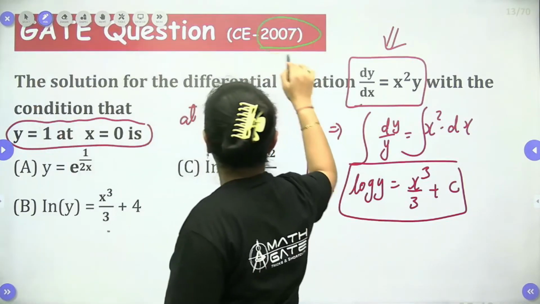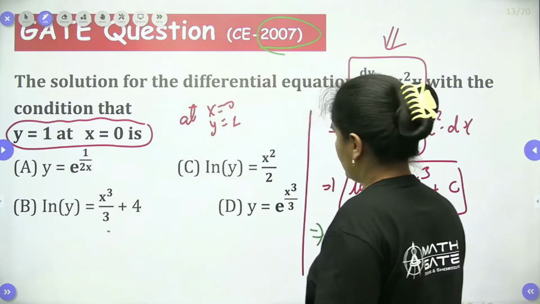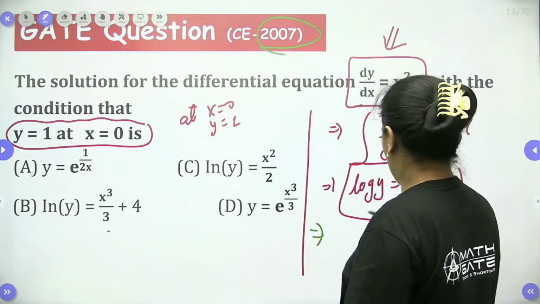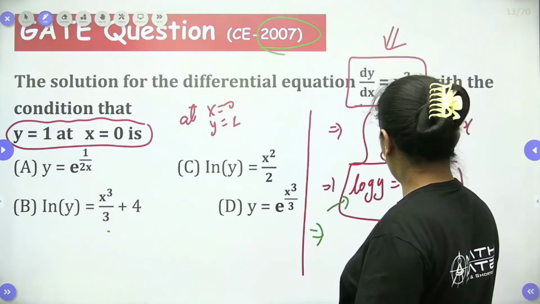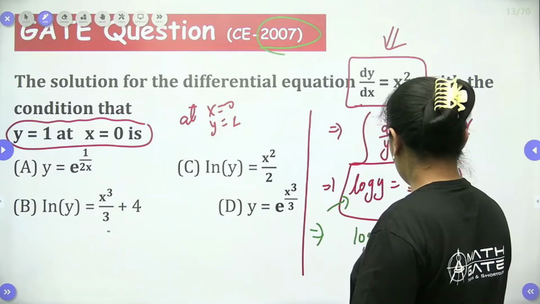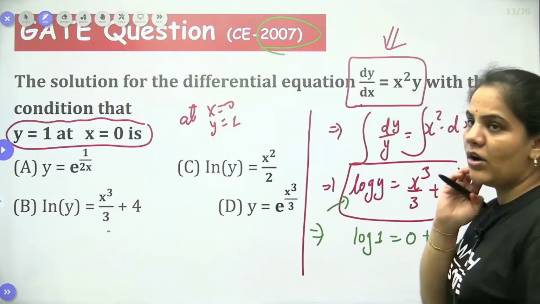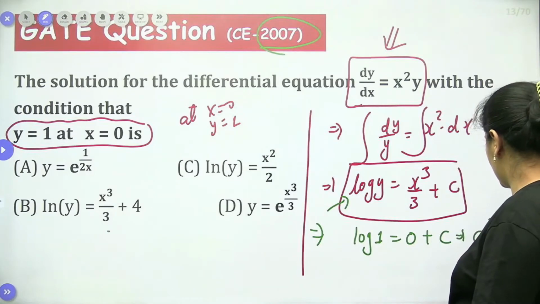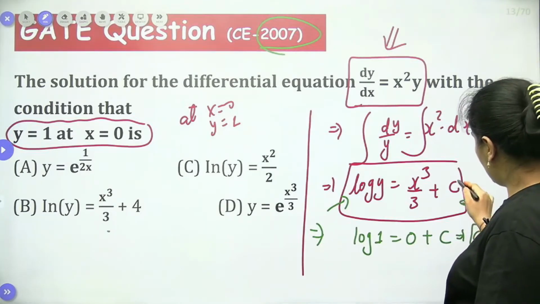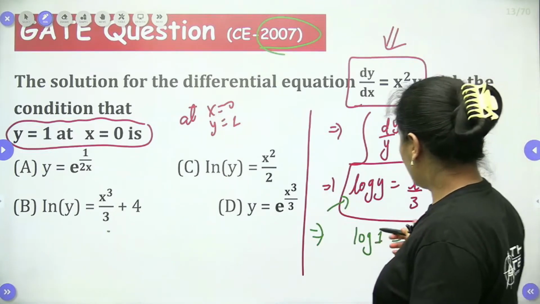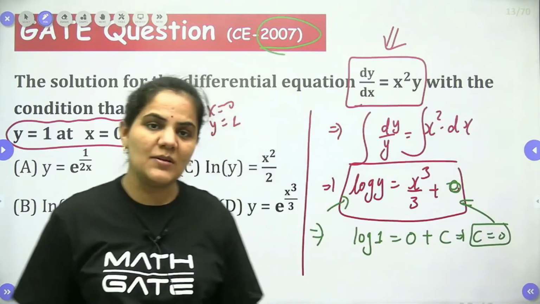This question was asked in the year 2007. So here we put x equals 0 and y equals 1. It will be log of 1 equals 0 plus c. We know very well that log 1 is 0 only. So that's why the constant c is equal to 0 only. Okay, you have to put the value here. So when you put it, it will be 0. So you can say log y is equal to x cube by 3, my dear students.